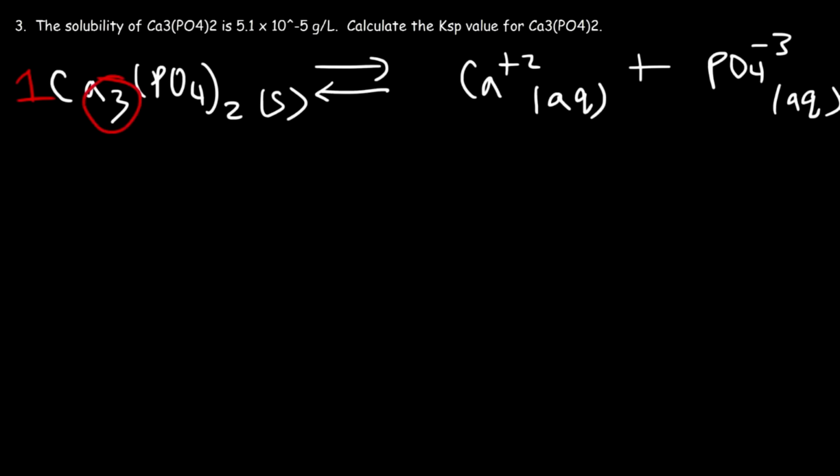So notice that we have a subscript of 3 for calcium, and a subscript for phosphate is a 2. So now it's balanced. And we're given the molar solubility in grams per liter, as opposed to moles per liter.